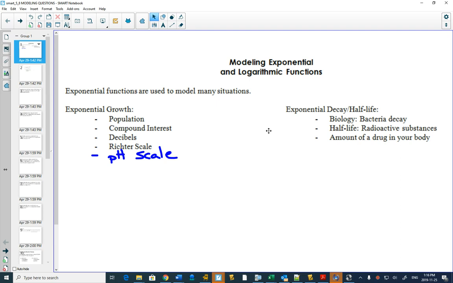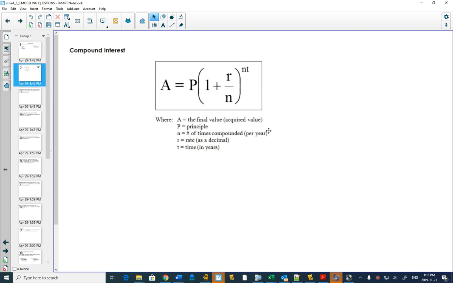Well, first of all, formulas don't appear on your formula sheet. So here's our compound interest formula. We've seen this one before. If you got a question involving compound interest on your exam, they would give you the formula. Not guaranteed that the letters will be the same. They could choose whatever letters they wanted, but an explanation of each of those things will be there. A is the final value, P is the amount that you started with, your principal, N is the number of times compounded per year, R is the rate as a decimal, and T is time.